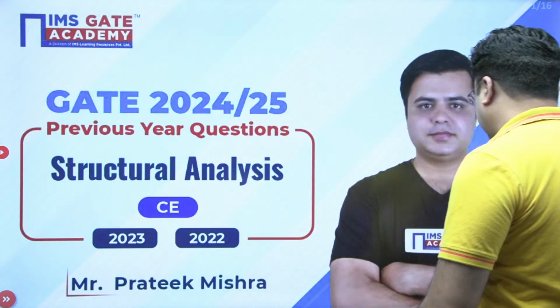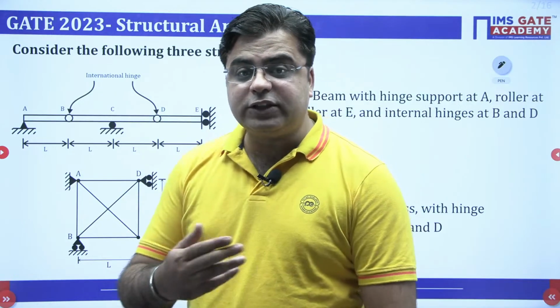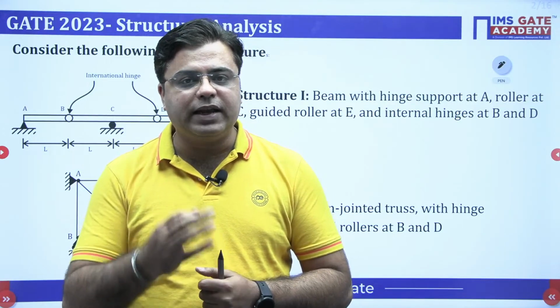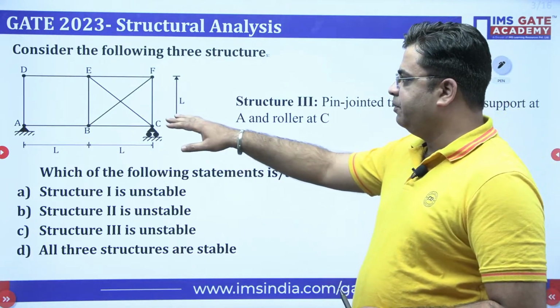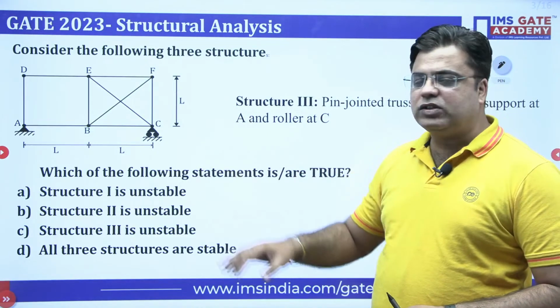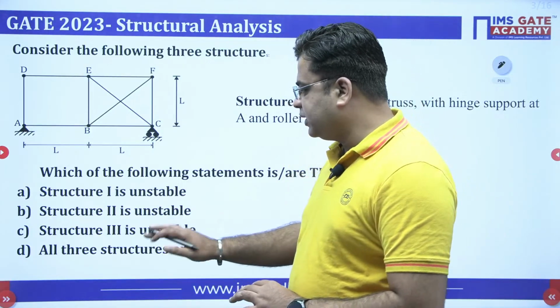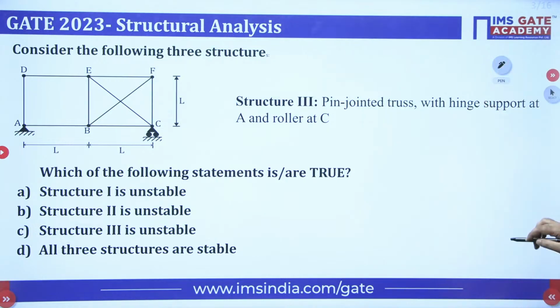So let's start this session with a very exciting question asked in the year GATE 23. This is one of the questions asked in GATE 23, with respect to analyzing whether the structure is stable or unstable. We are given three structures, structure 1, structure 2 and this is my structure 3, right? With respect to these three structures, we need to find out which of these structures are stable and which are unstable. Four options are given to you. So first you analyze this, I'll give you 2 minutes of time and then we will start with the question.